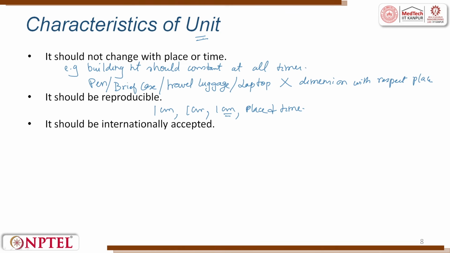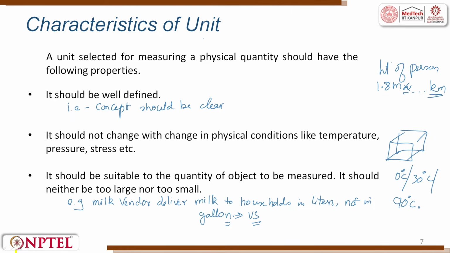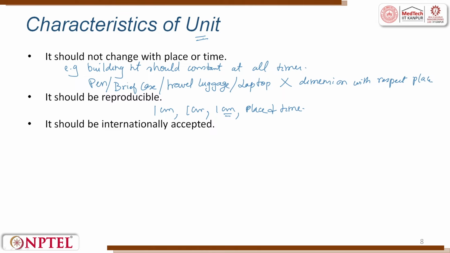So, whatever scale you use, it has to be internationally accepted. When we go back and look into the characteristics, it should be well defined, it should not change with change in physical condition like temperature, pressure, it should be suitable to the quantity of the object to be measured, it should not change with place or time, it should be reproducible and it should be internationally accepted. That means whether you go to USA or Europe or Asia, anywhere you go, the standard has to be accepted. That is why today we have publications of papers which have standard units, which everybody has a feel for.